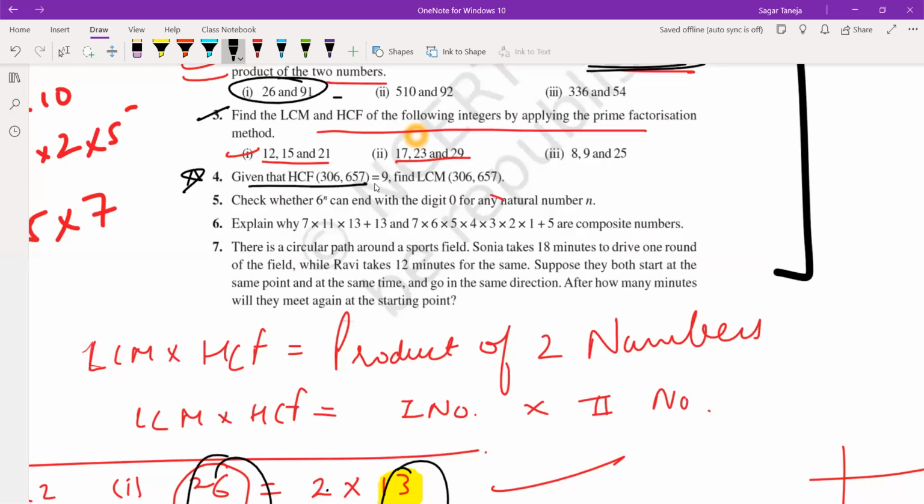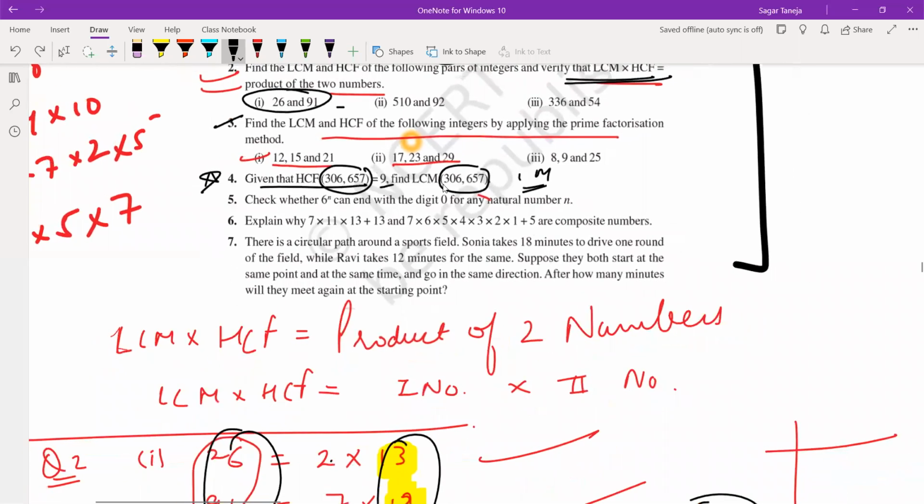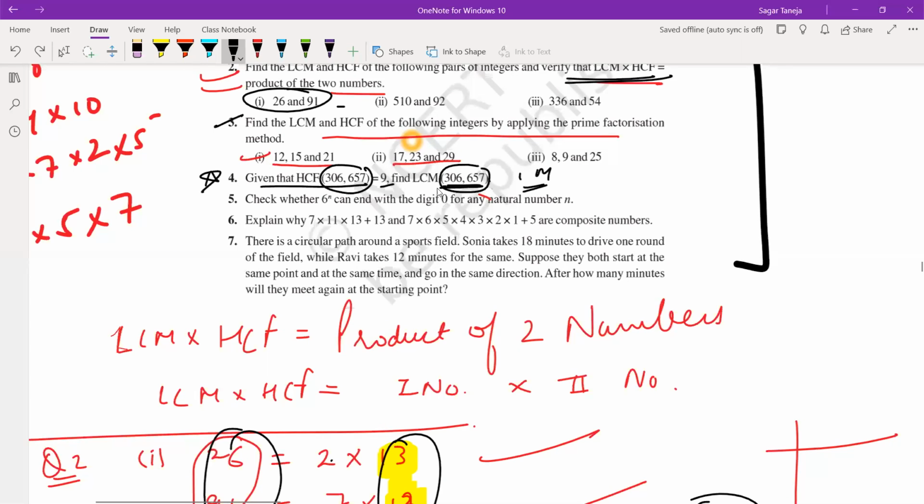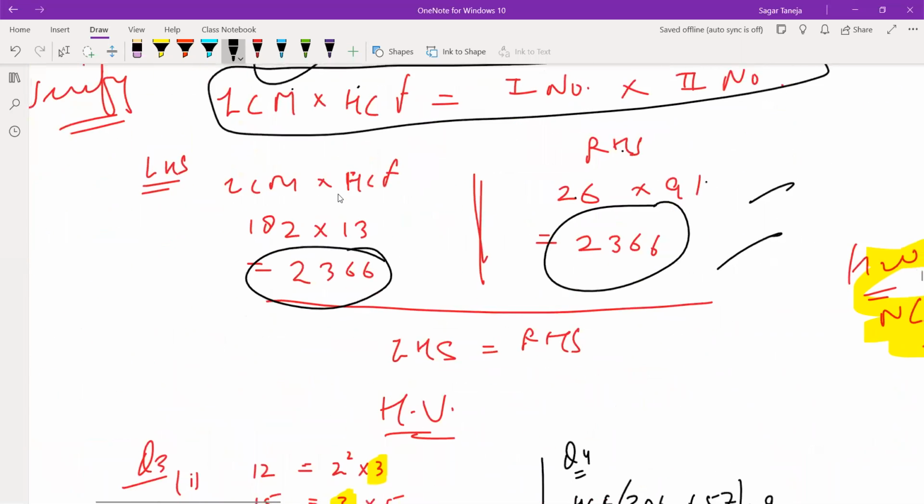HCF is given, a 1 mark question. HCF is given of two numbers, and we have to find the LCM of these two numbers. In this, you should use the formula instead of directly taking out factors to find the LCM. So we should use the formula to take out LCM in a smart manner. So how?